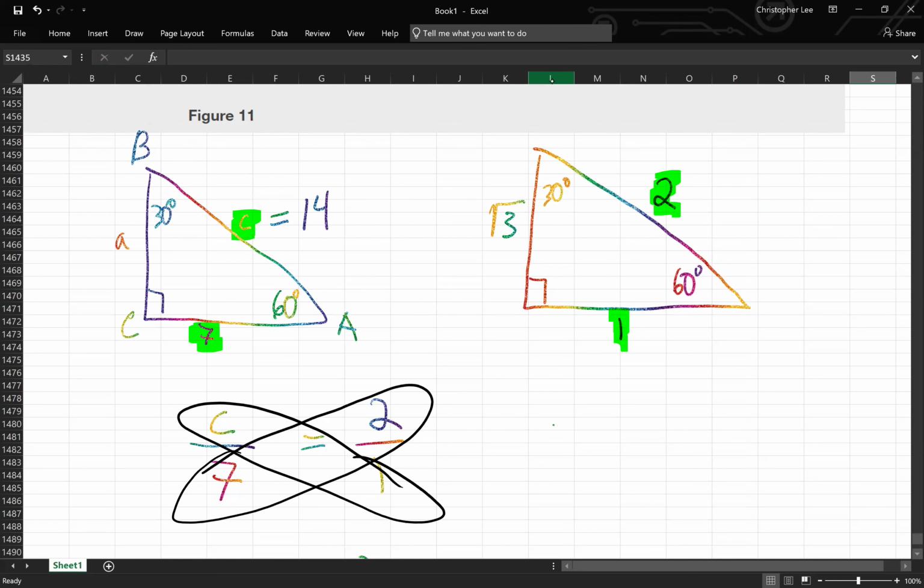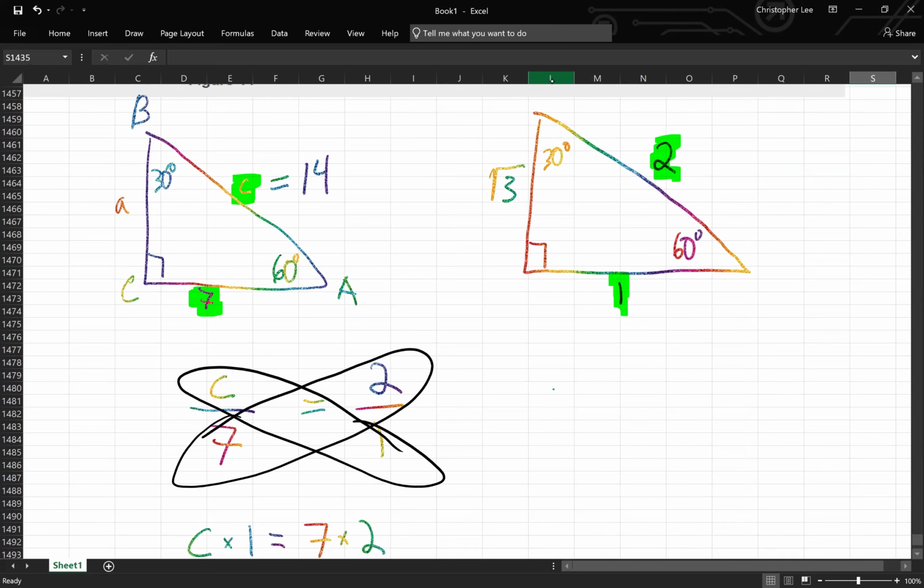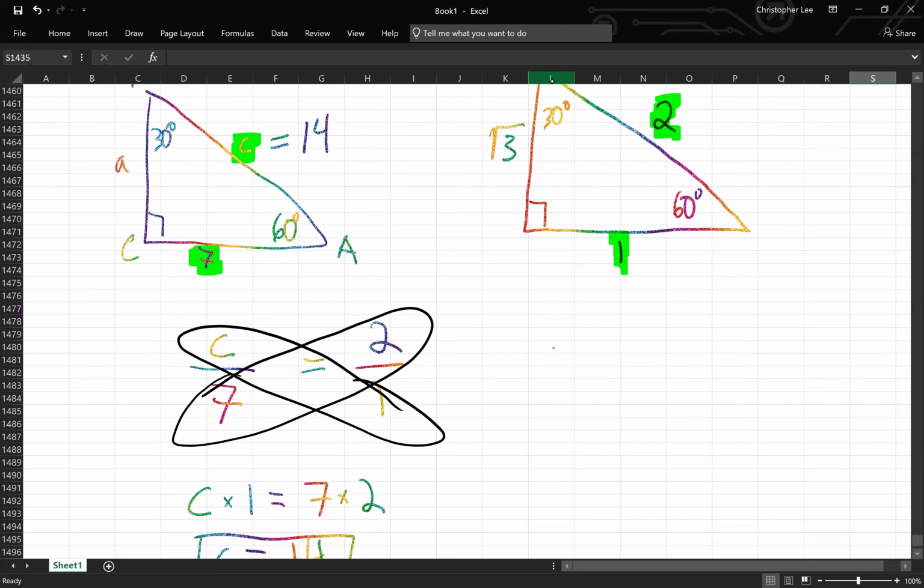But that's only one of the answers. I want the other answer, A. What's a good way for me to get A? Very simple. Remember this one from high school. A squared plus B squared equals C squared. Just plug it in. A squared, that's what I'm looking for, plus 7 squared is equal to 14 squared.